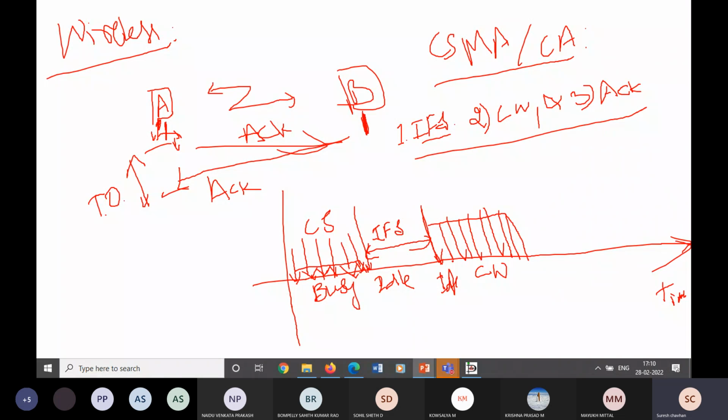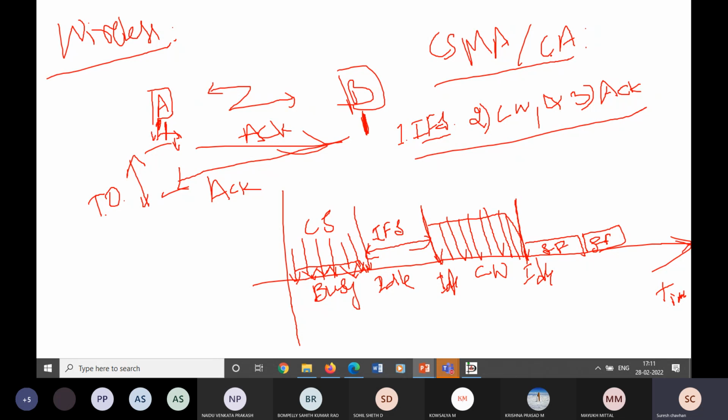Then after this contention window, if the medium is still idle, only then will it start sending the frame. So this is the basic idea of CSMA/CA. Again, I will repeat here: CSMA/CA is used to avoid collisions in the wireless medium.